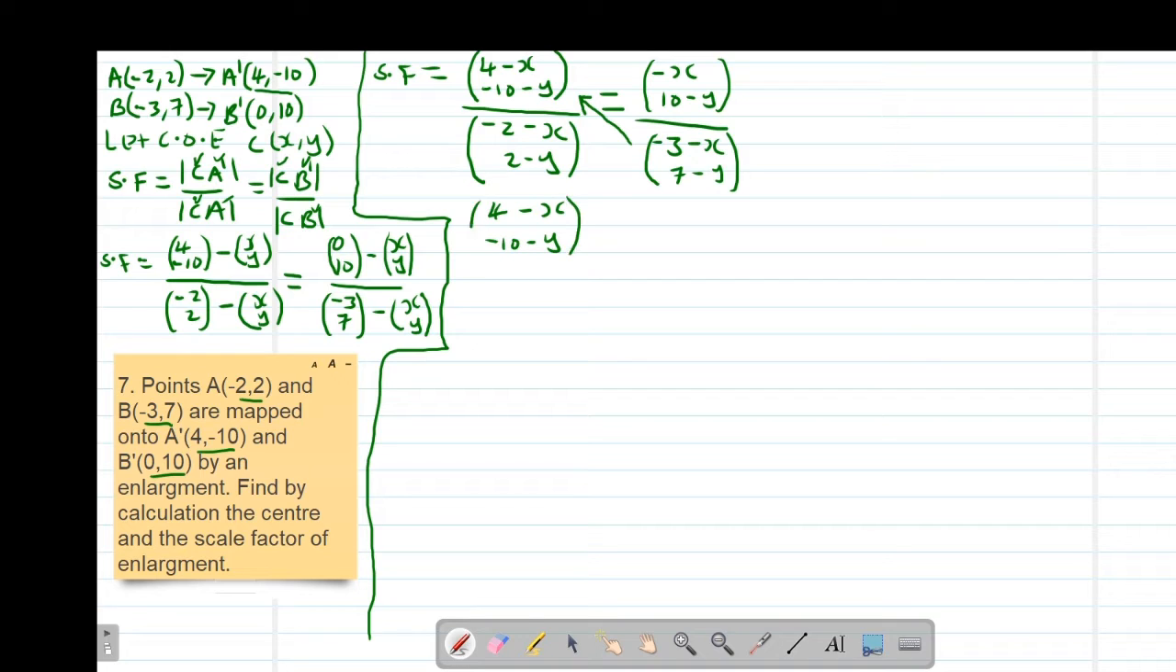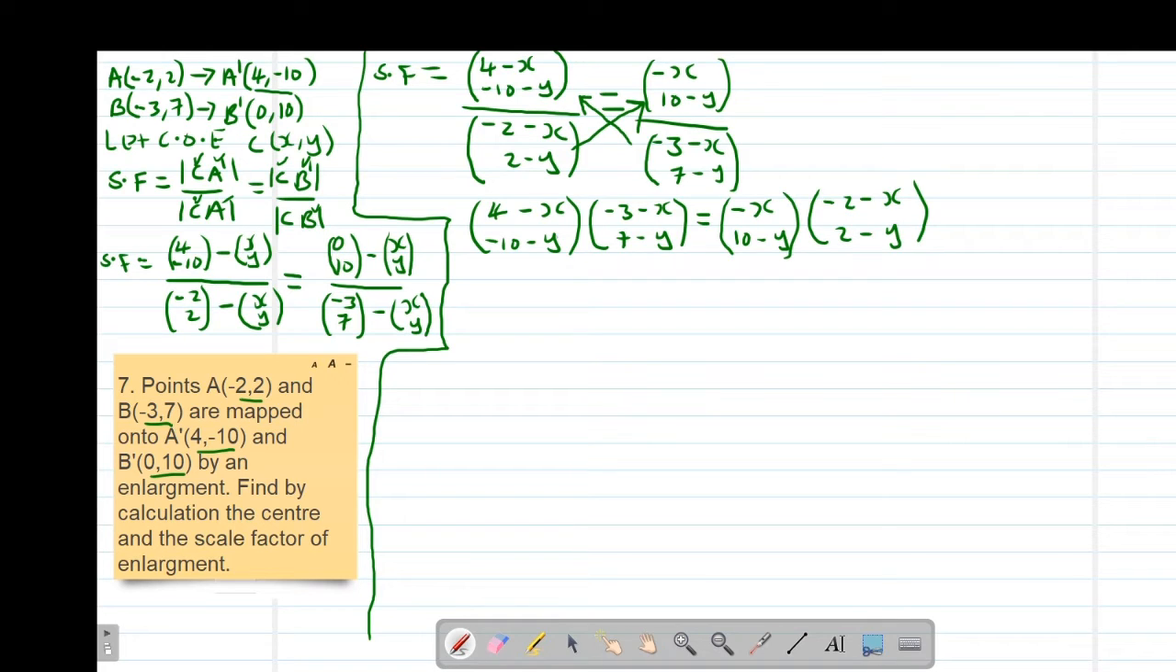I'm going to multiply with this value here, which is negative 3 minus x, then this is 7 minus y. So this ratio should be equal to this one. I'm going to cross multiply with this other side, so I'll have negative x, then 10 minus y being multiplied with this value here, which is negative 2 minus x, then here I'll have 2 minus y.